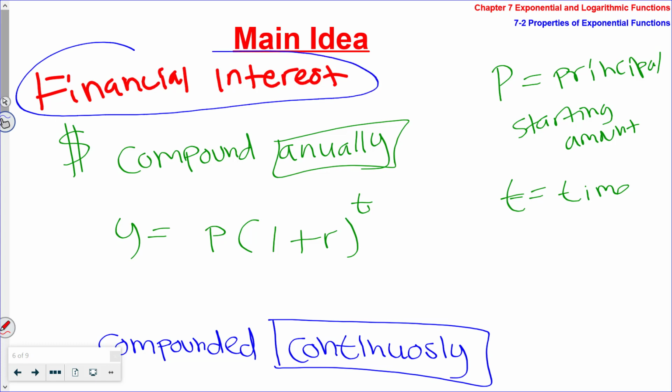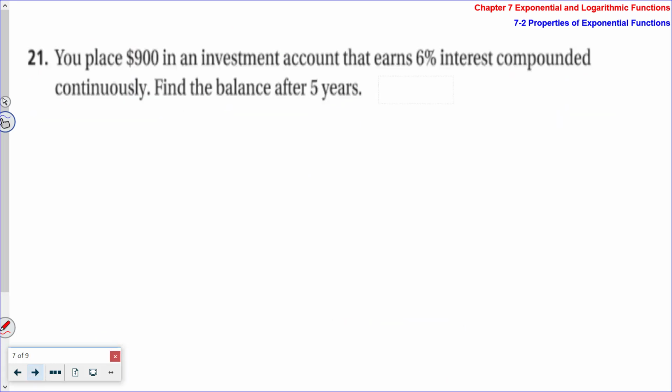Financial interest. Any questions about the formulas for financial interest? We just know this one from yesterday, and we're going to use this one, compounded continuously, today. So first example, you place $900 in an investment account that earns 6% interest compounded continuously. What is the balance after 5 years?